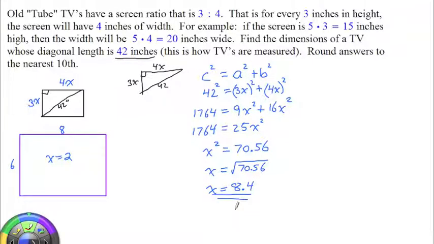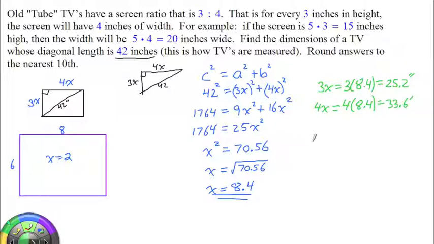This is not the size of the TV. We have to go back and figure out the size of the TV by plugging it back in as a scaling factor. It's 3 times x and 4 times x. So 3x in this case would become 3 times 8.4. So one of the dimensions, the height of the TV, is going to be 25.2 inches. And the other scaling factor is 4x, so it would be 4 times 8.4. And the length of your TV would be 33.6 inches.